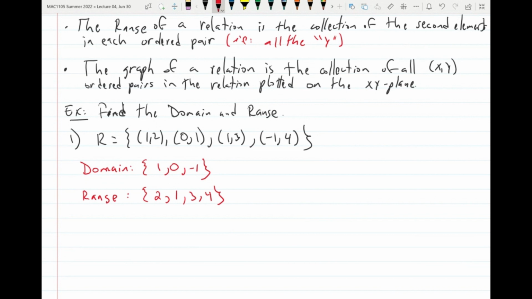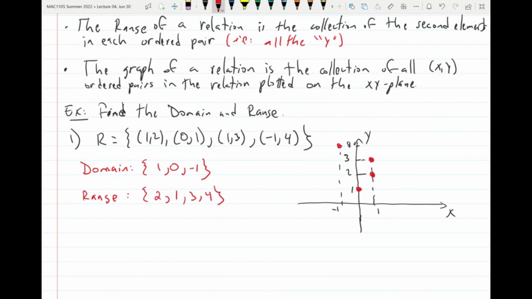Now, if you want to see a picture of this relation, it's not too fancy, but you could sketch a graph of this relation. In this case, you just plot these points. So that's (1, 2). Here is one element in the relation, and (0, 1). Here is another element in the relation, then (1, 3). Here is another element, and then (-1, 4). So this right here will be the graph of this particular relation.